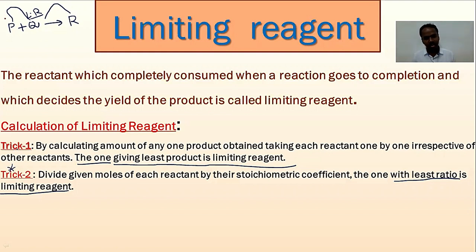But trick 1 is also very useful for IIT Mains or IIT Advanced questions, because sometimes at IIT level they ask questions combining both limiting reagent and percentage yield. For such combination questions, trick 1 is the best method. Now in today's session I am going to solve 4 questions using only trick 2.